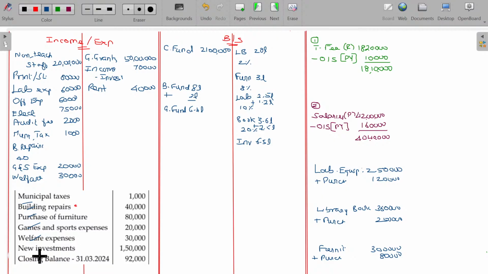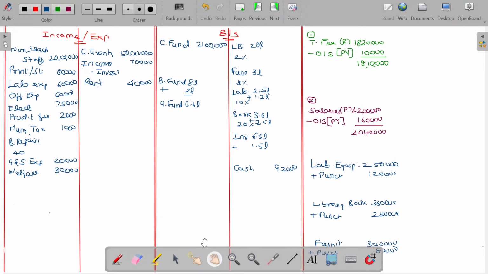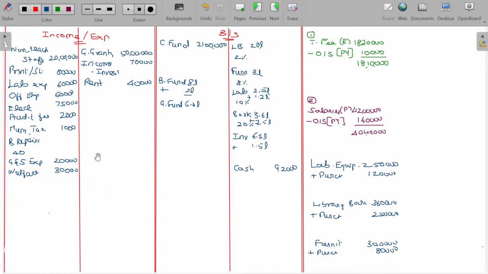New investments. Already we have investment of 6.5. With that, the new one will be added, which is 1.5 lakhs. Closing balance, what does it mean? As it is the receipts and payment account, the closing balance is nothing but bank balance or cash balance. It goes to the balance sheet asset side. So cash, this value being 92,000. So I have completed posting the receipts and payment account details in the income and expenditure account. Now let's move on to the next one.